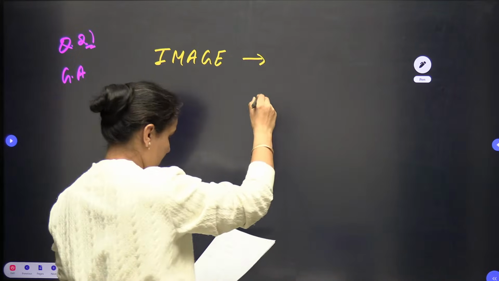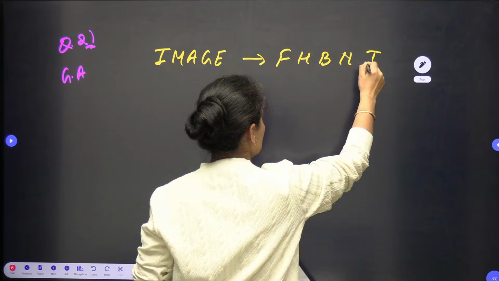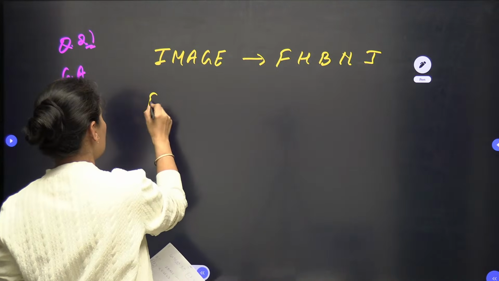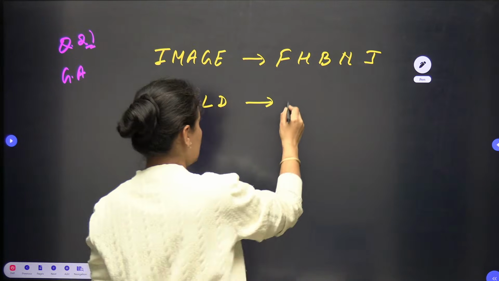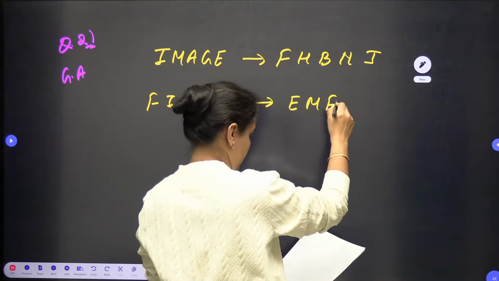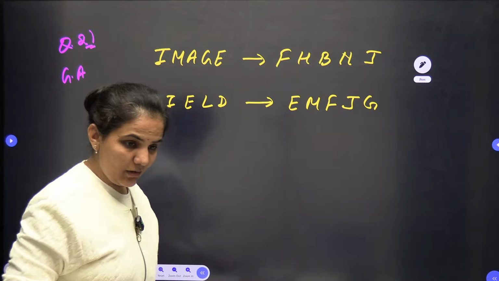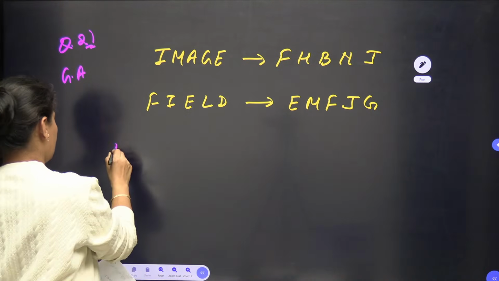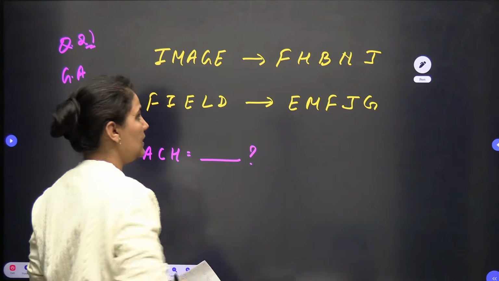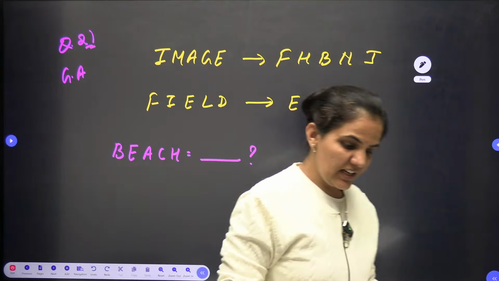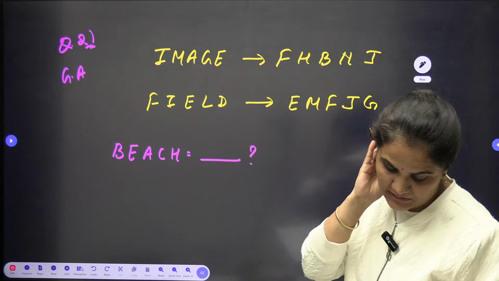image is written as FHBNJ and field is written as EMFJG, then find out how you can write down beach. Okay, so simply first of all we need to understand what relation we are having between these two, then only we can understand.